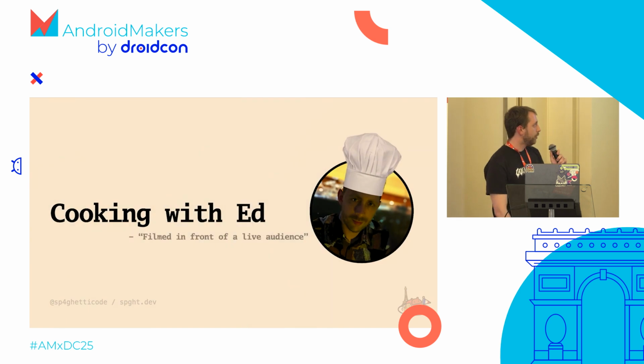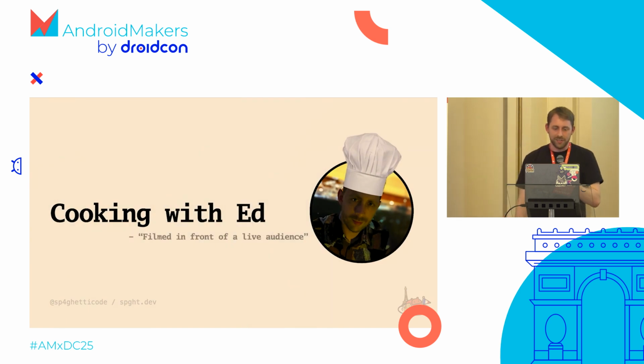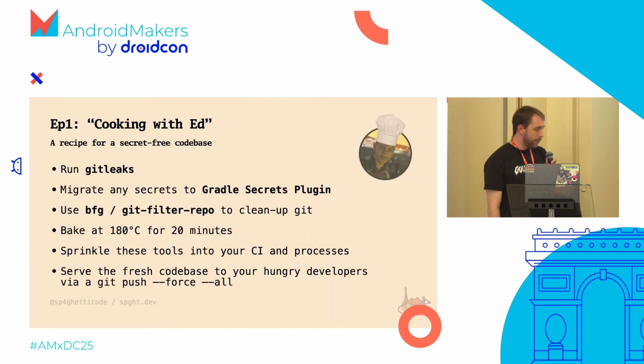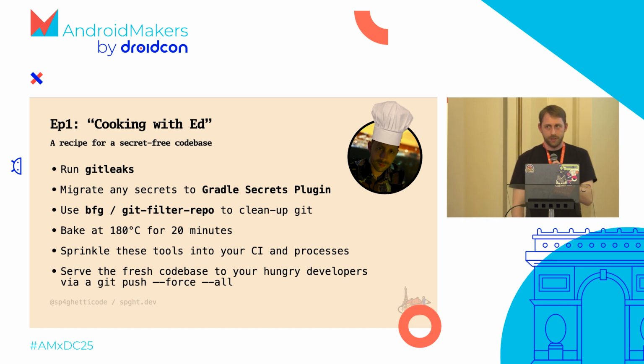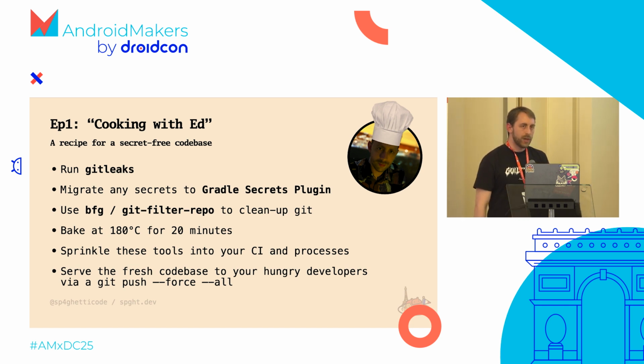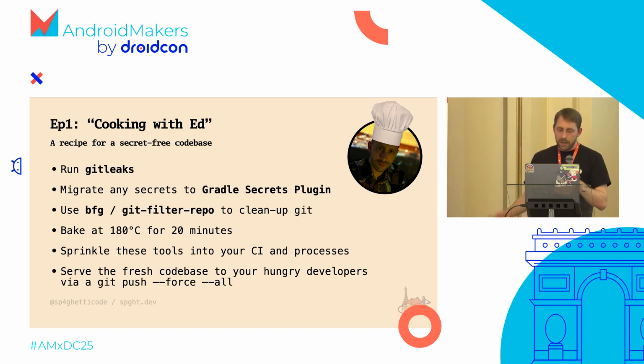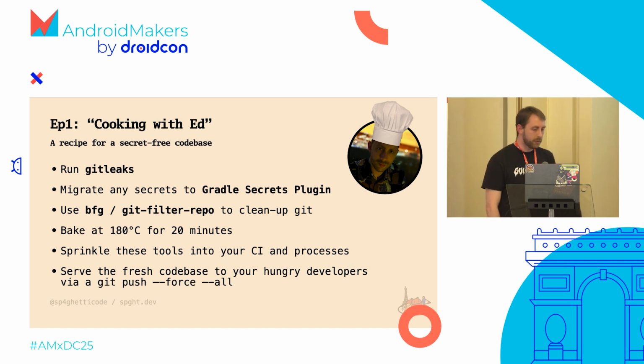So I present Cooking with Ed. This is a recipe for a secret-free code base. What you're going to want to do first is run GitLeaks. We've gone through why that's good. That's going to tell us where all of our secrets are. We're then going to migrate any of those secrets to the Gradle Secrets plugin, so we can remove them from our files.